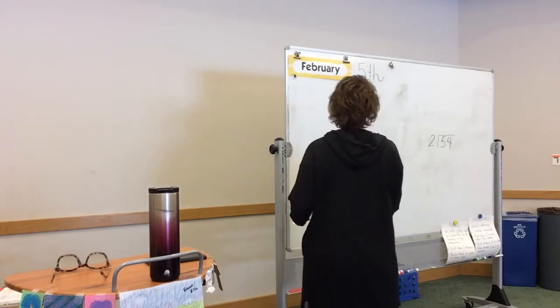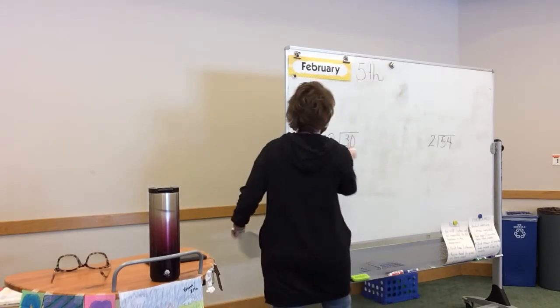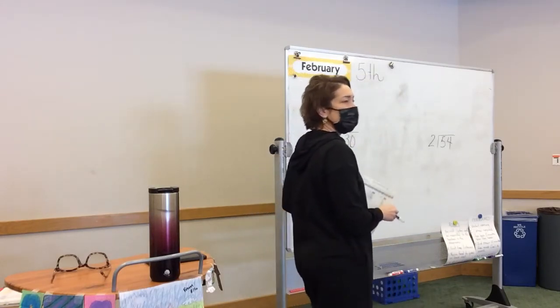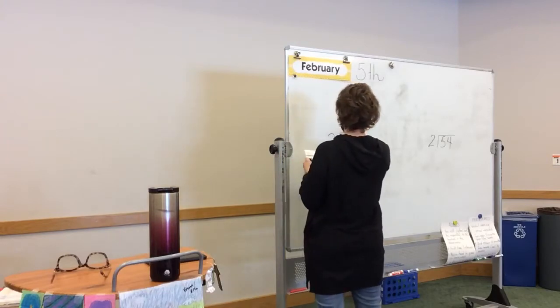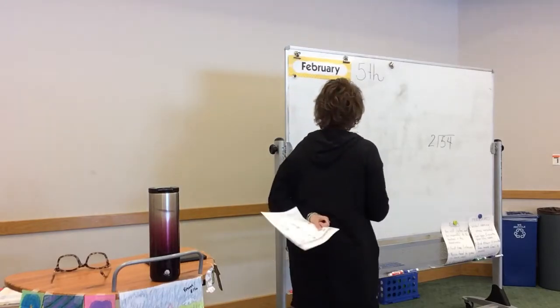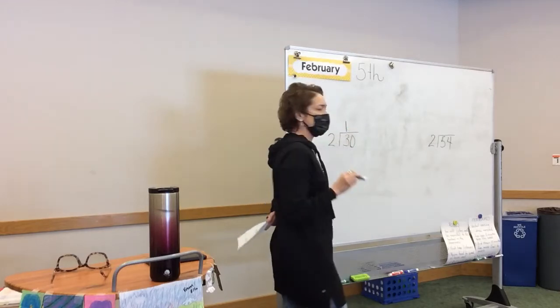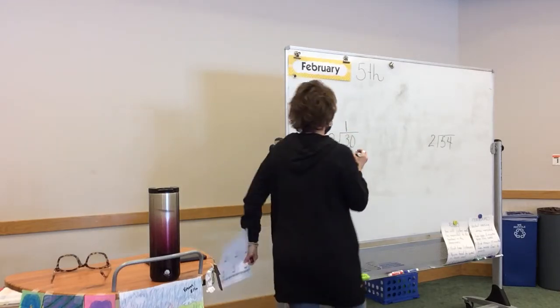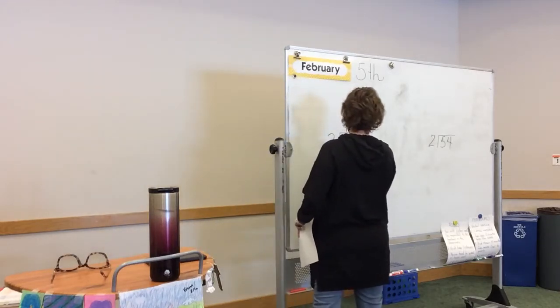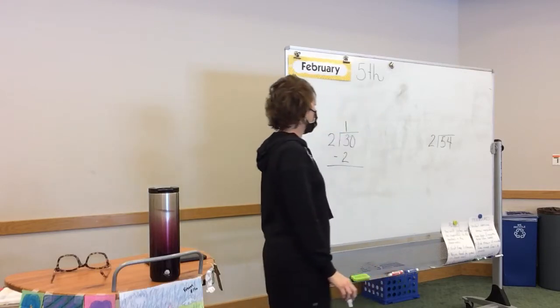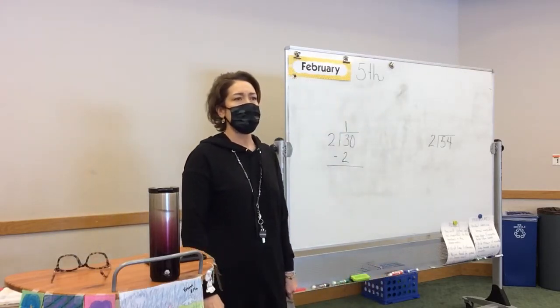So how many times does 2 go into 3? One time. So we put the 1 up here. All right, so what is 1 times 2? 2. So we take the 2 down. What is 3 minus 2? 1.